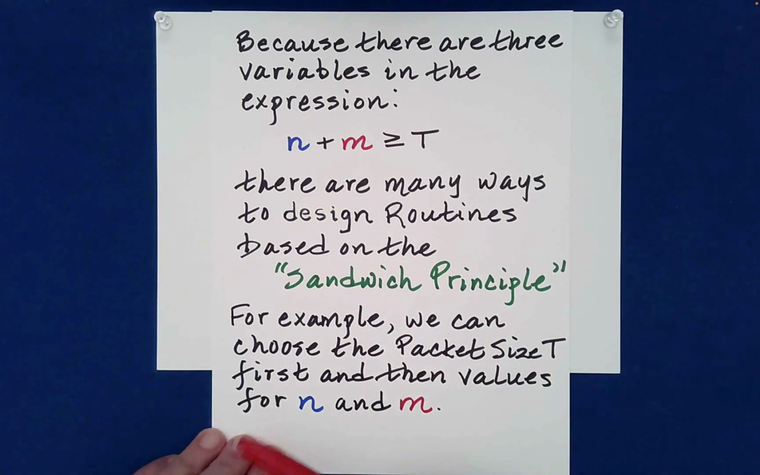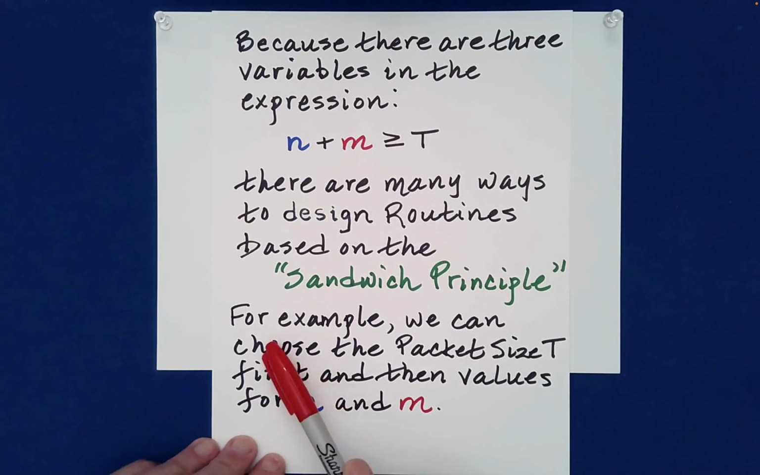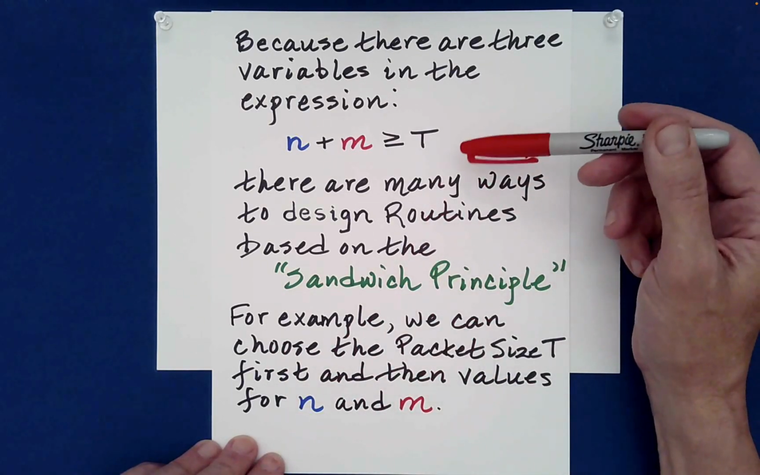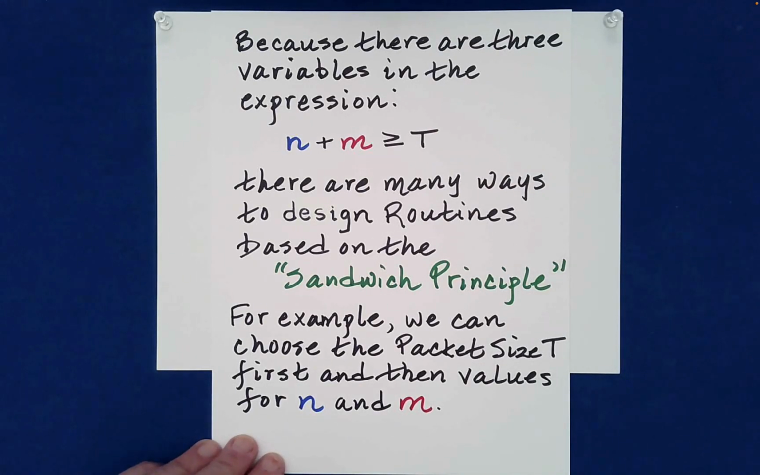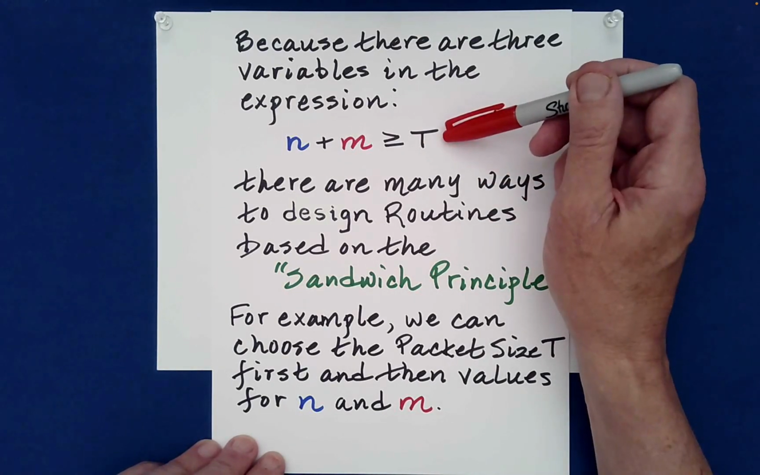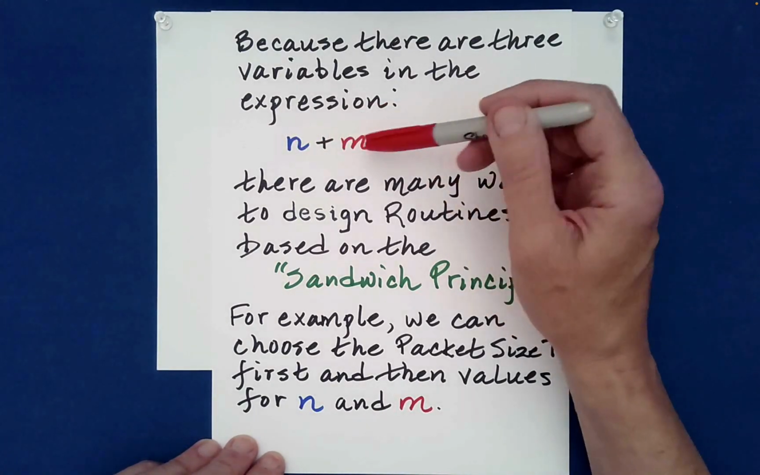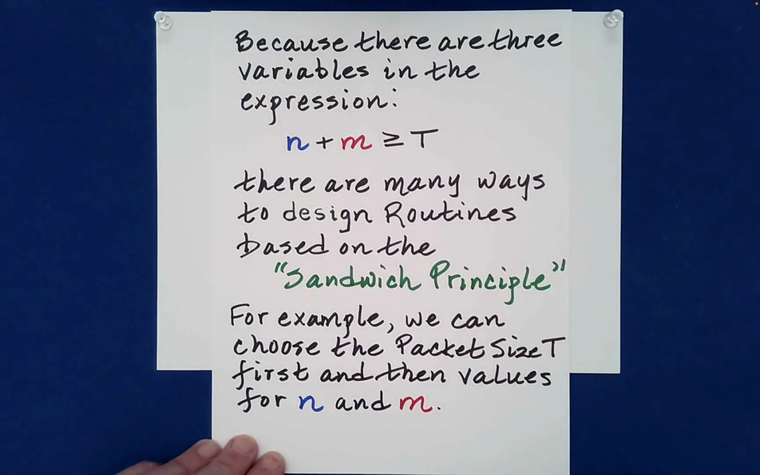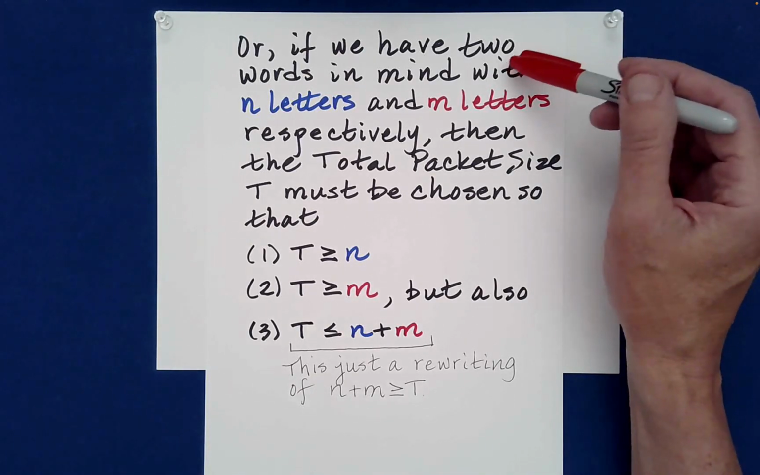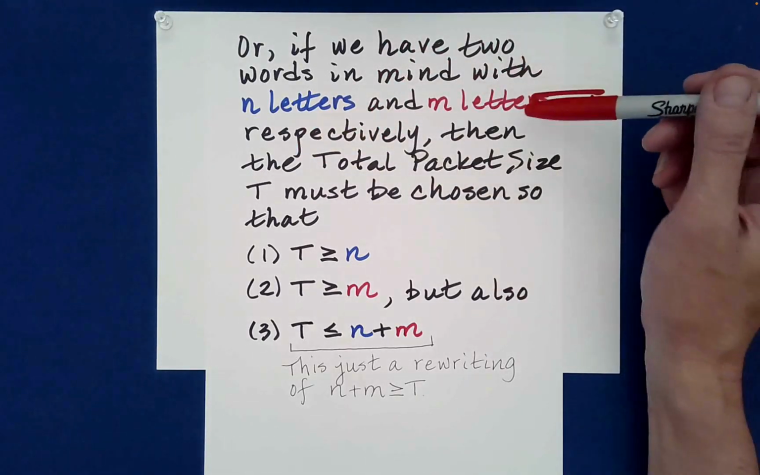this off-centered coding principle. For example, we can choose the packet size t first. So maybe we'll say we want 16 cards to work with. Once you've chosen the packet size, that puts a restriction on what the values n and m can be for all of this to work. That would be one way to proceed. Another way to proceed would be if we happen to have two words in mind with n letters and m letters. Let's go ahead and give you an example.